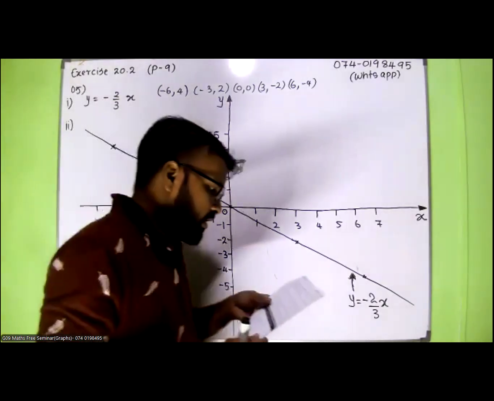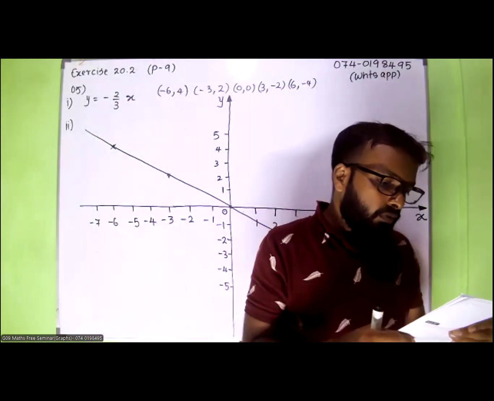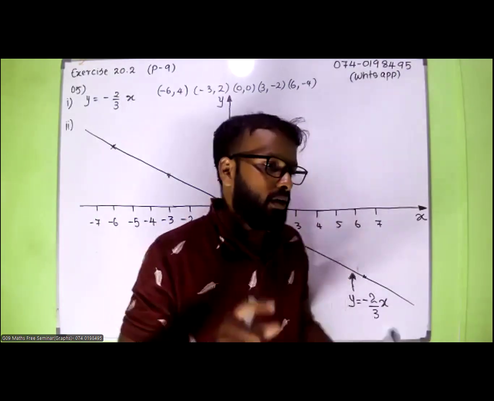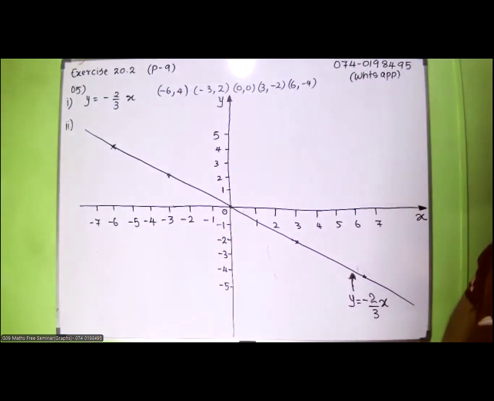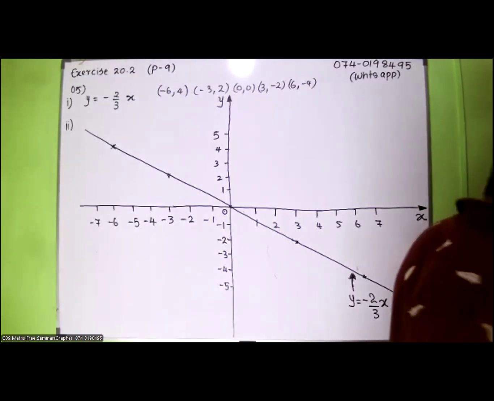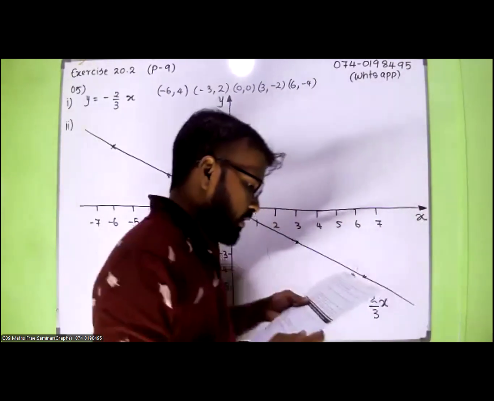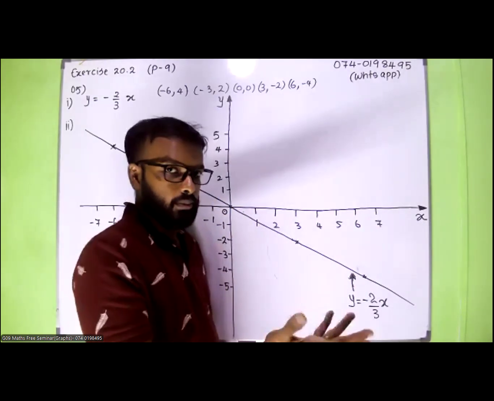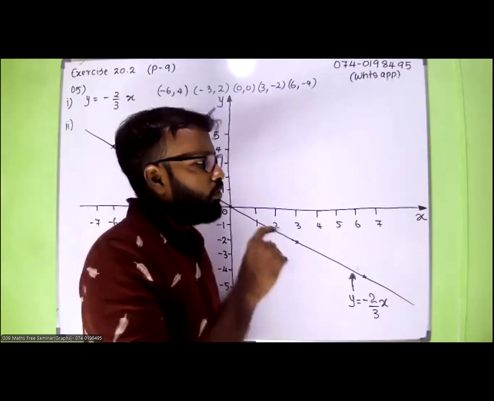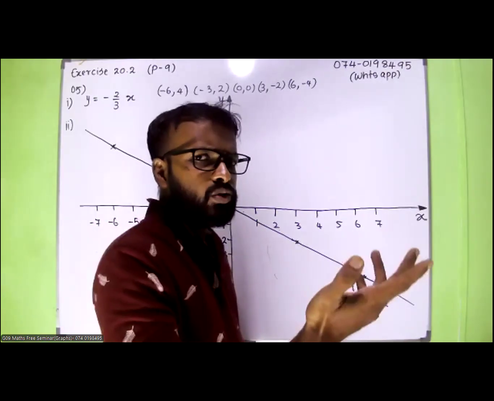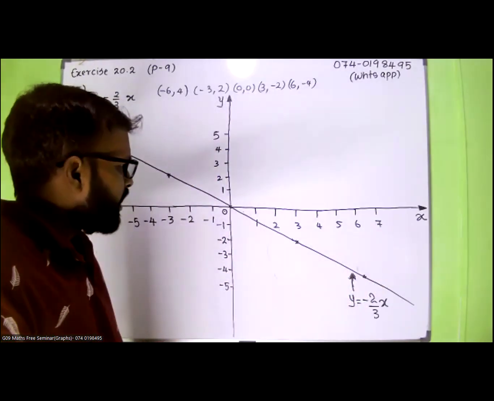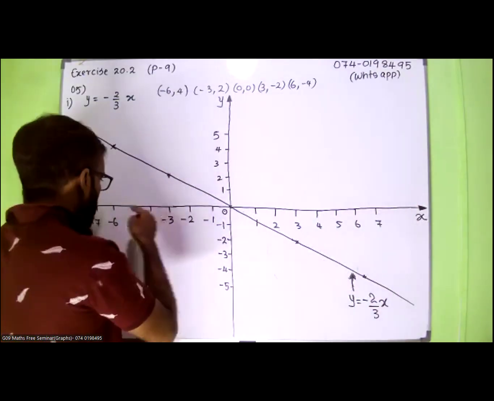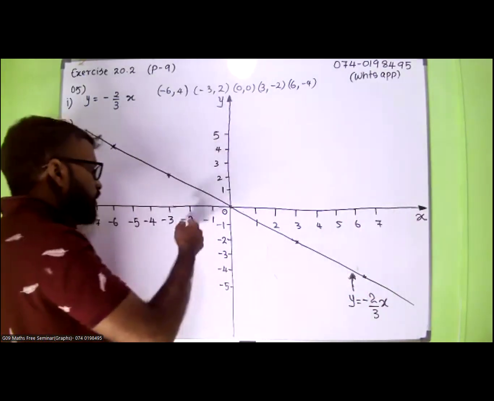Next one: using the graph, find the value of y when x equals minus 2. Last week we did this, how to draw functions when x equals something or y equals something. Now here we have x equals minus 2. Where I have the x term, I have the x-axis. From this x-axis, you are going to choose minus 2.